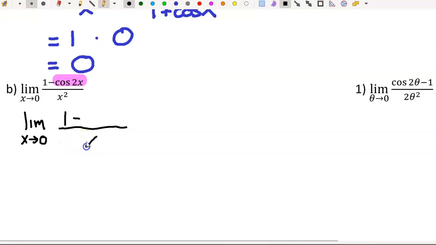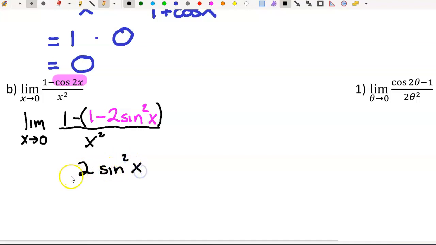All right. And then I have what cosine 2x is equivalent to by the theorem, 1 minus 2 sine squared of x. And we can clean this up a little bit by distributing the negative. So we'll just have 2 sine squared of x over x squared. Of course, bring down that limit.